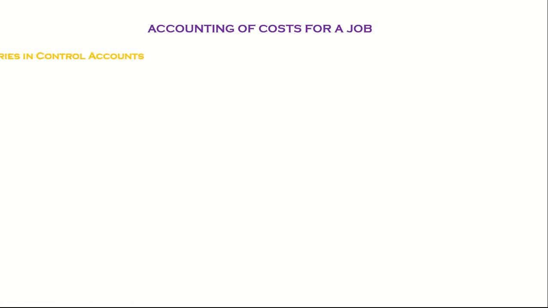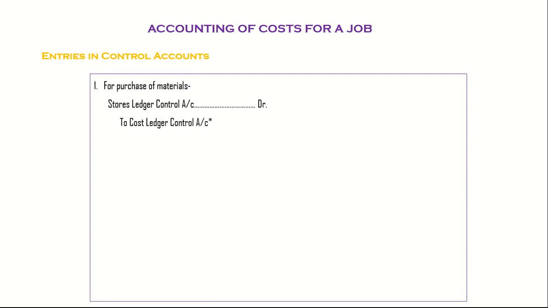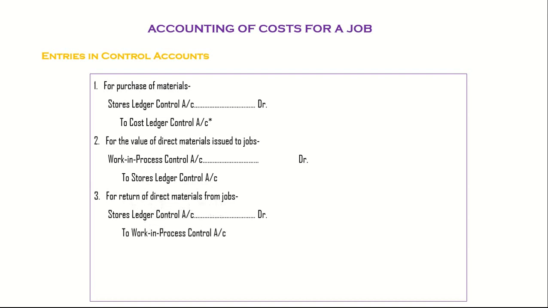Entries in control accounts. 1. For purchase of materials. Stores ledger control account, debit. To cost ledger control account. 2. For the value of direct materials issued to jobs. Work in process control account, debit. To stores ledger control account. 3. For return of direct materials from jobs. Stores ledger control account, debit. To work in process control account.